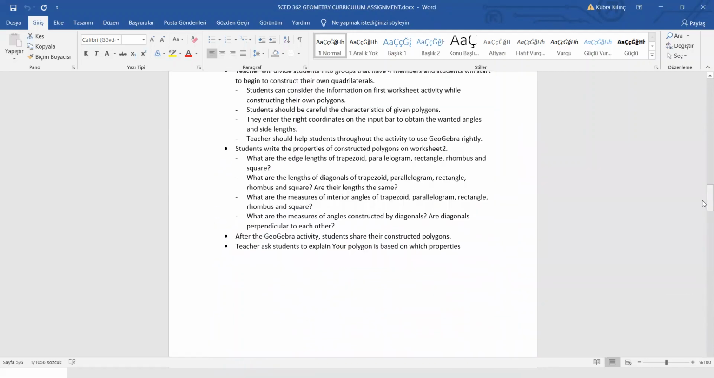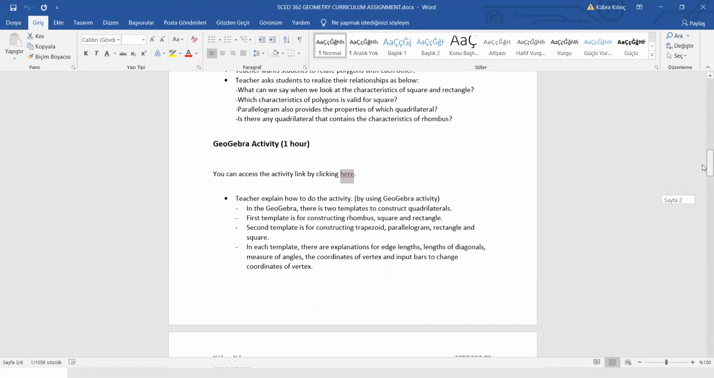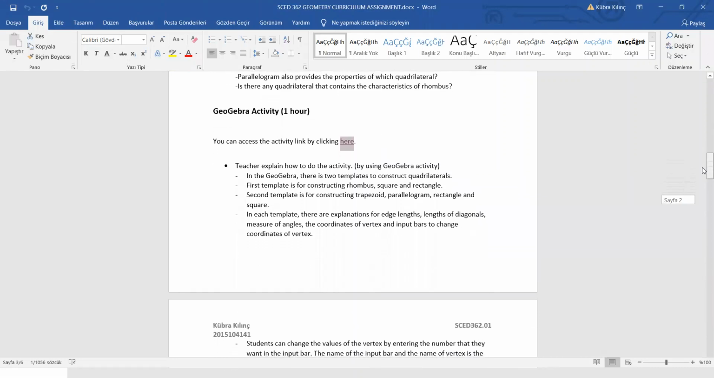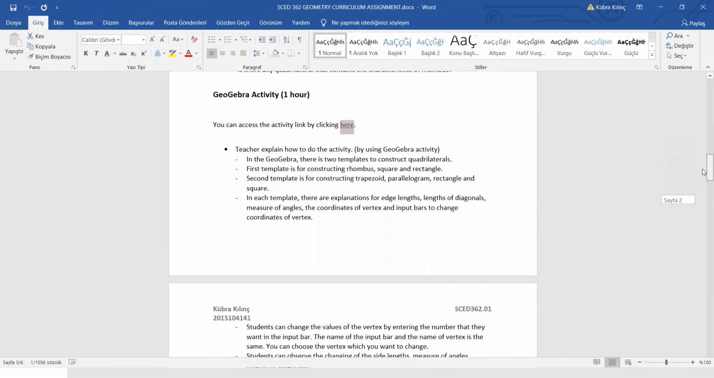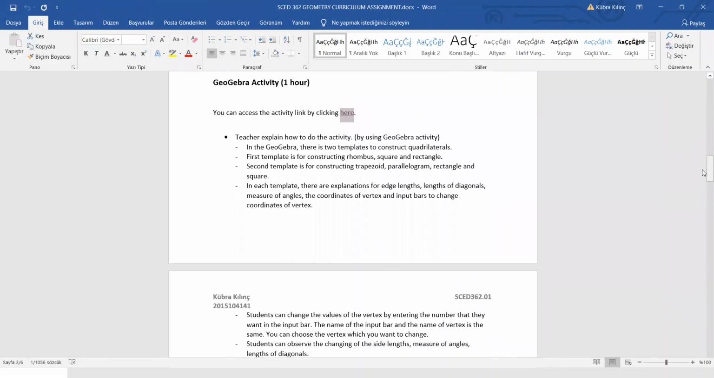After finishing the first part, the teacher will explain the second part, which is the GeoGebra activity. The GeoGebra activity will take 1 hour. I prepared this activity to support students' understanding of properties of polygons.